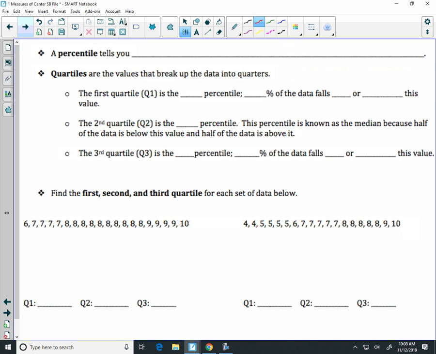A percentile, so now we're going to do measures of position. A percentile tells you the number of, really the percentage of data below a certain data point.